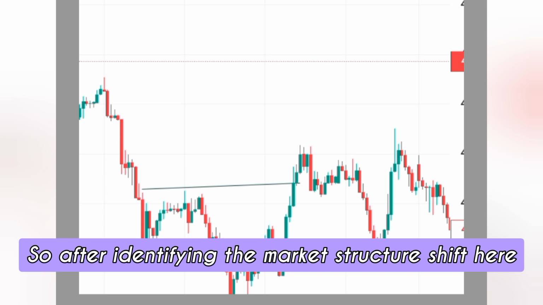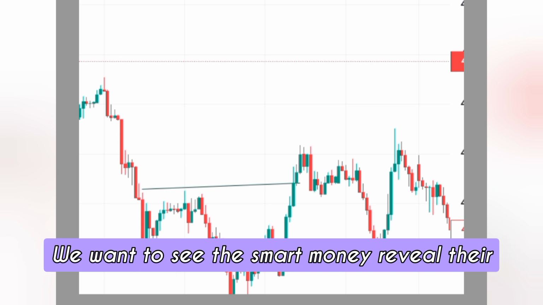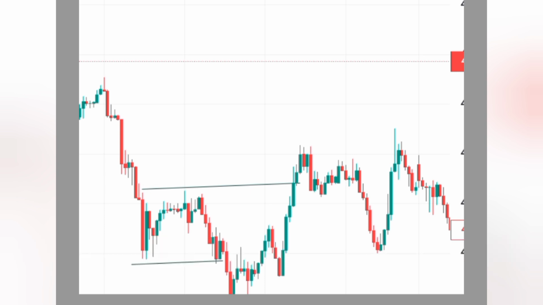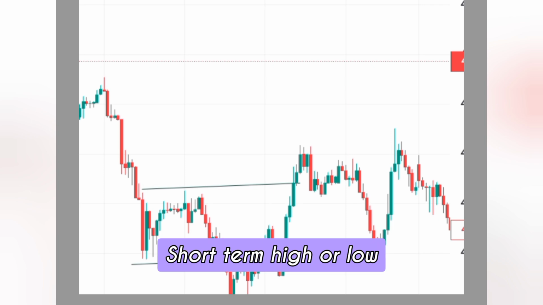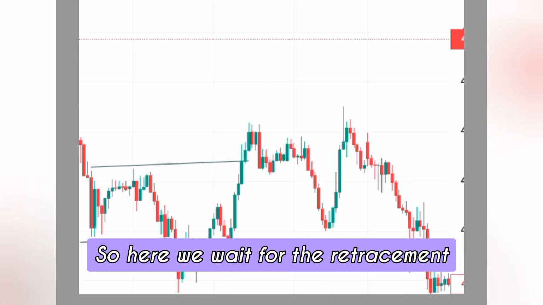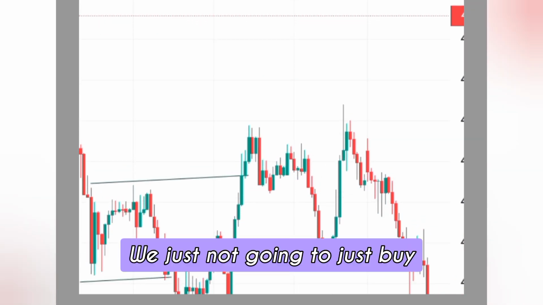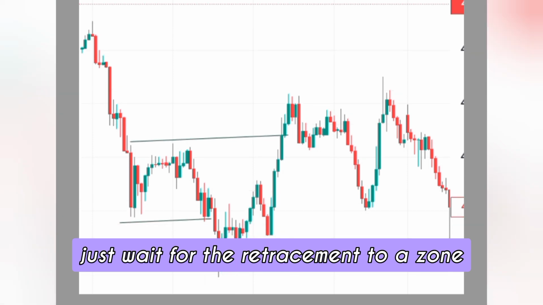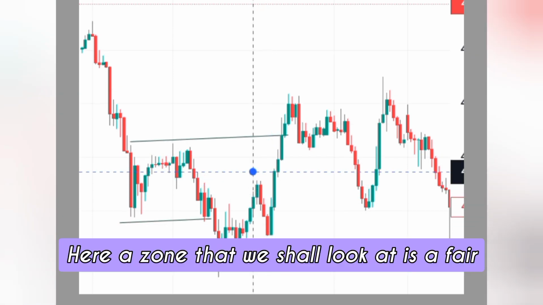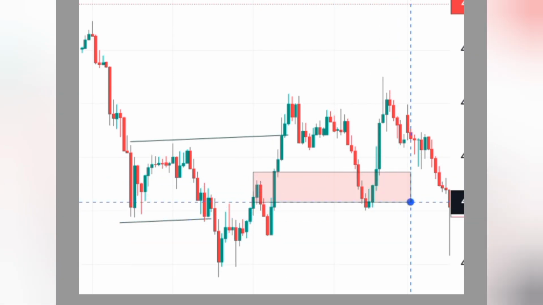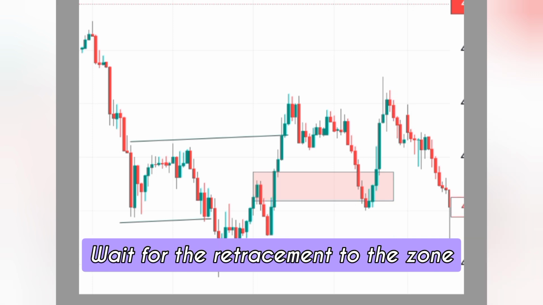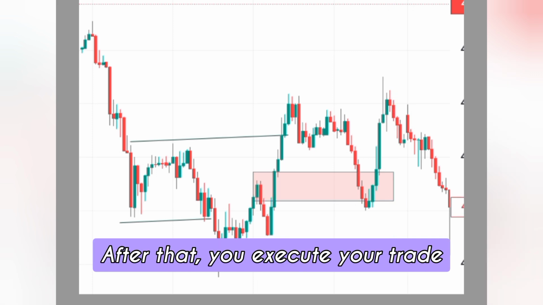liquidity up right here, if this is for the buying trade, right? So after identifying the market structure shift here, we want to see the smart money reveal their hand by breaking a key short-term high or low. So here we wait for the retracement. We are not just going to buy, we wait for the retracement to a zone. Here the zone that we shall look at is a fair value gap zone right here. After the market structure shift, wait for the retracement to the zone. After that, you execute your trade.